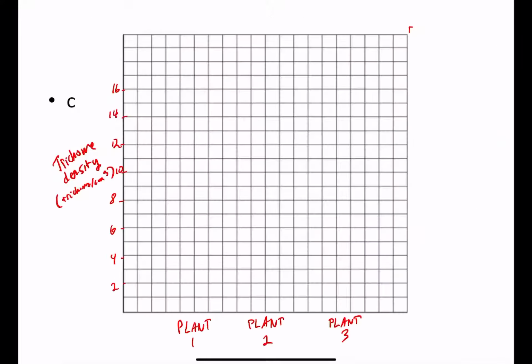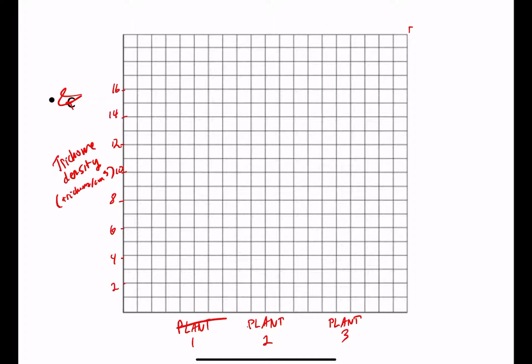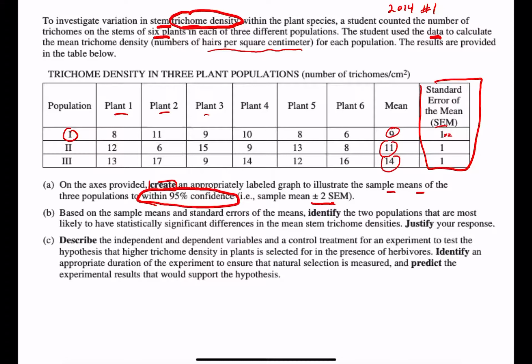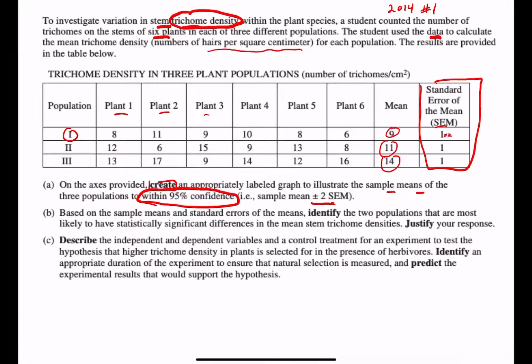So I kind of already set the graph up: your y-axis is going to be your trichome density, and we've got 1, 2, and 3. I should clarify, this would actually be not plants, but populations. So population 1, population 2, population 3. For population 1, the mean trichome density is 9. So I'm just going to plot that one right here.